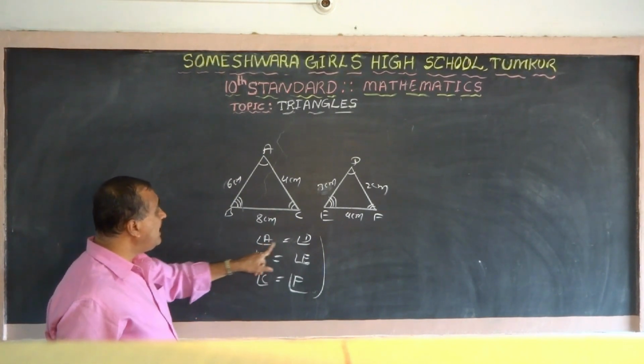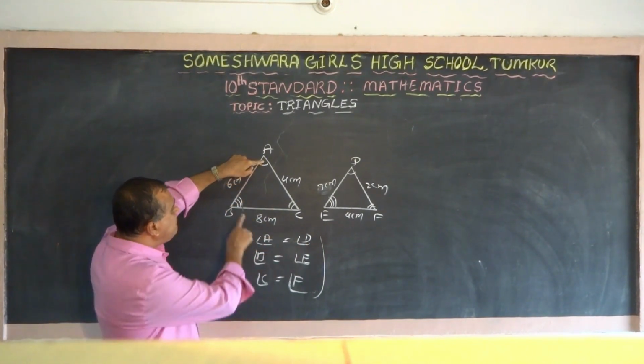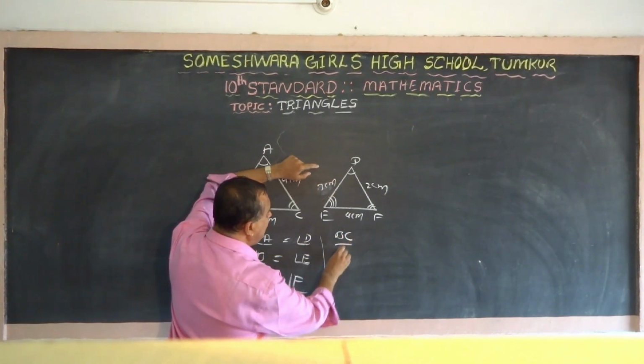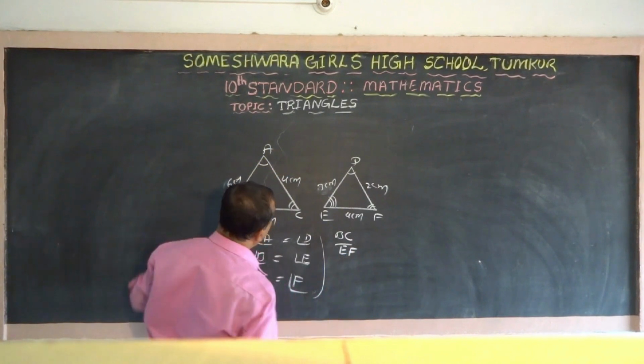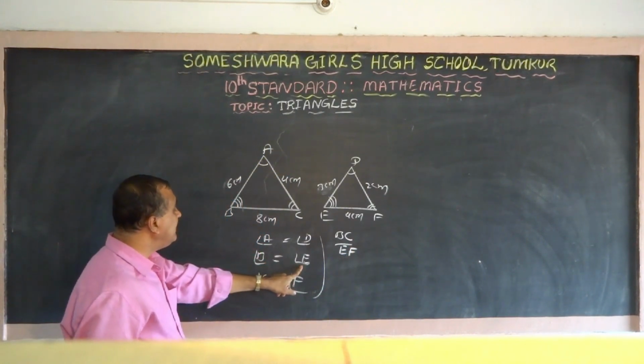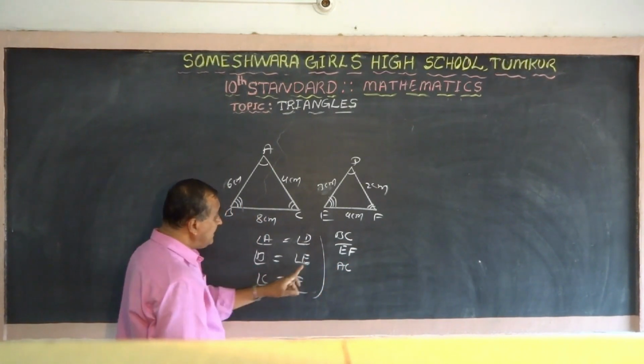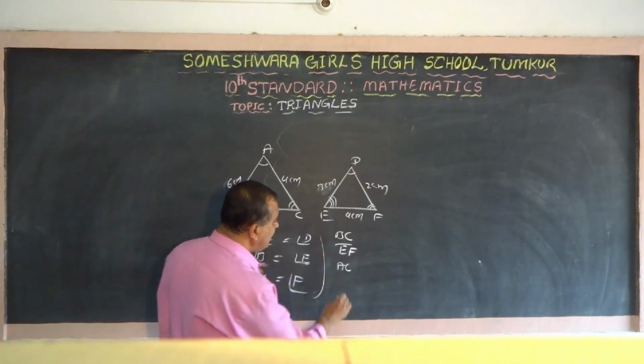Now let us verify the corresponding sides ratio. Angle A ಮತ್ತು angle D. Angle A ಗೆ opposite ಯಾವುದು? BC. Angle D ಗೆ opposite ಯಾವುದು? EF. Take the ratio of that one. And then angle B angle E ಅಂದ್ರೆ angle B ಗೆ opposite ಆಗಿರೋದು ಯಾವುದು? AC. Angle E ಗೆ opposite ಆಗಿರೋದು ಯಾವುದು? DF.